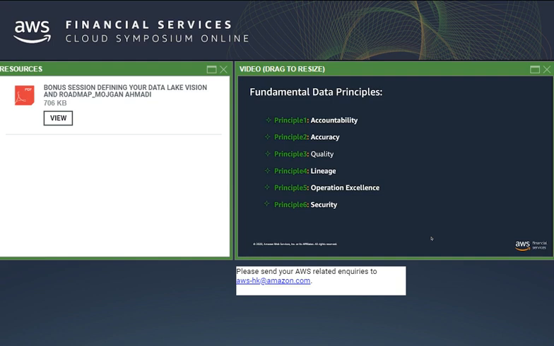I have put 6 principles. They are accountability, accuracy, quality, lineage, operation excellence, and security. For today's sessions, we're going to go through the first 4. Our session is limited to 30 minutes, but I wanted to give you the full list. Of course, these principles are subject to change, and they have to be set based on the type of organization, your data policy, the type of data lake you're building, and your consumers.